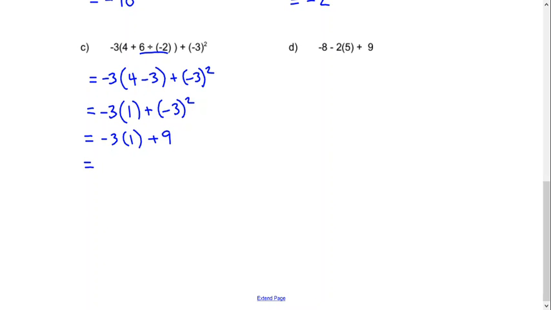So now that I've dealt with my exponents, I'm going to then deal with my multiplication. Negative 3 times 1 gives us negative 3. And then we do the addition. Negative 3 plus 9 gives me positive 6.